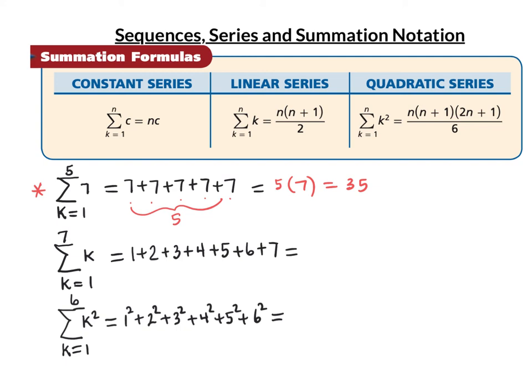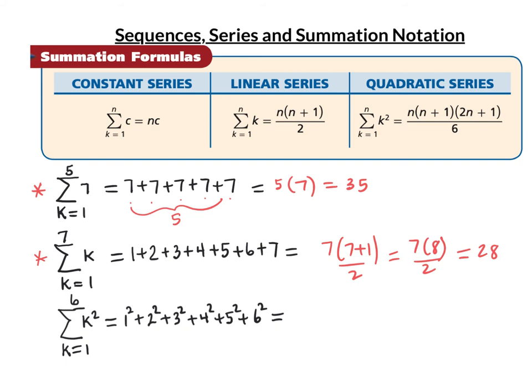A linear series, that's the Gauss one we just talked about, where I want to add the numbers from 1 to 100 or 1 to 50, turns out to be n times n plus 1 divided by 2. I want to add the numbers from 1 to 7. It's 1 plus 2 plus 3 plus 4 plus 5 plus 6 plus 7. That's 7 times 7 plus 1 divided by 2, or 7 times 8 divided by 2, which is 56 divided by 2. That would be 28.